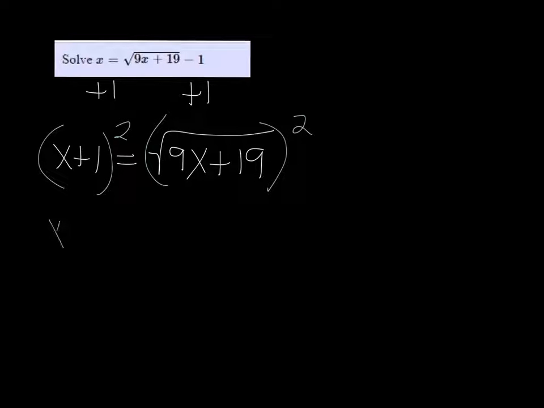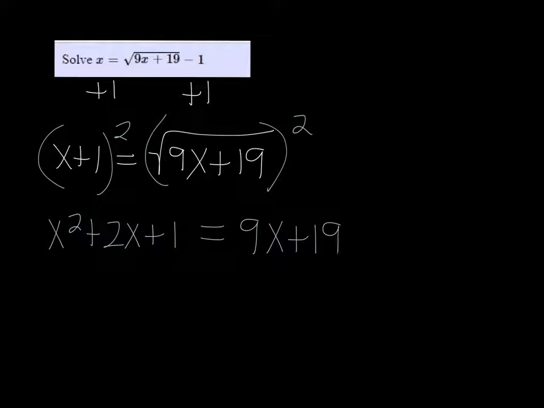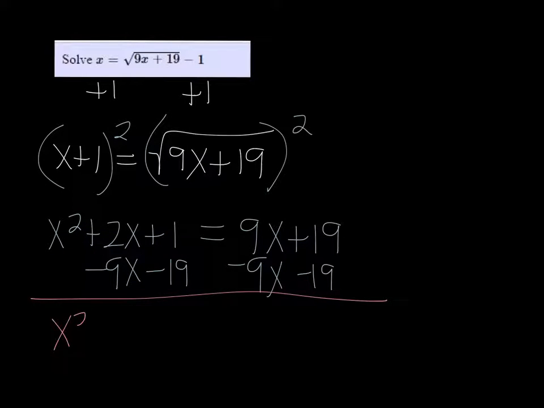And on the left, I'm going to get x squared plus 2x plus 1. And on the right, I get 9x plus 19. Since it's quadratic, we want one side to be 0. So I'm going to subtract 9x from both sides and subtract 19 from both sides. And we get x squared minus 7x minus 18 equals 0.